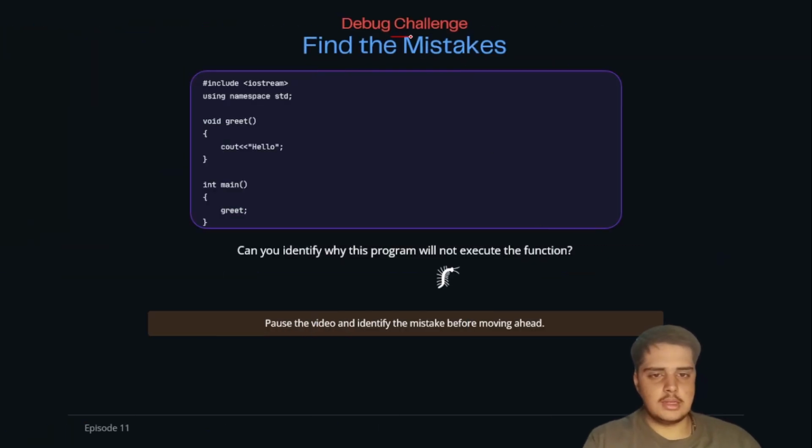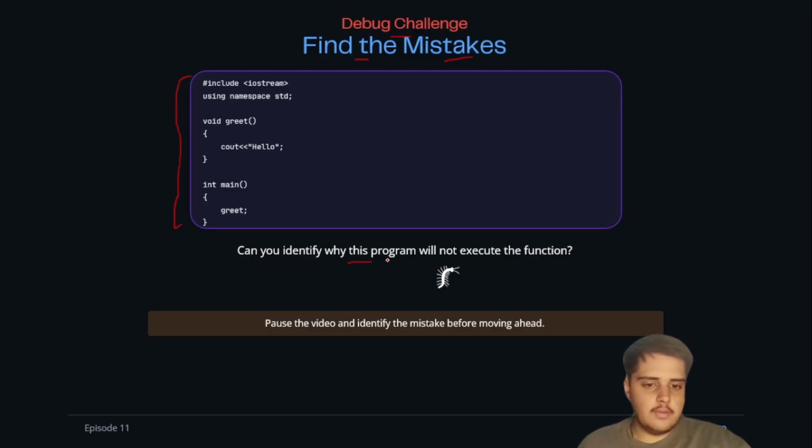Coming next, a debug challenge for all of you. So here in this debug challenge, you have to find the mistake. This is the code for you. Can you identify why this program will not execute the function? So pause the video and identify the mistake before moving ahead. Giving you 20 seconds for this.